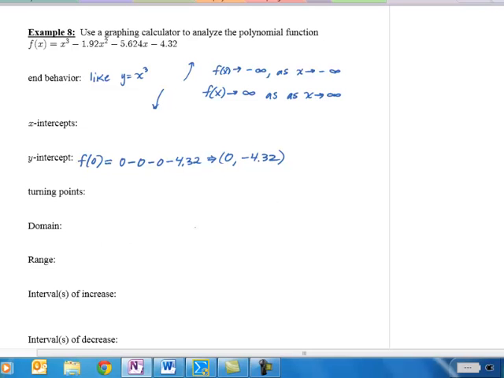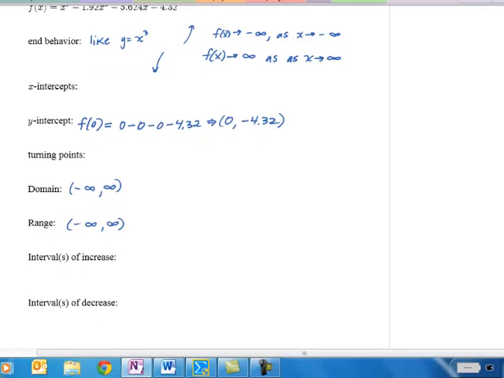The domain we should be able to know without our calculator. It's just always negative infinity to infinity, all real numbers for any polynomial. The range also we should know without a calculator because of the end behavior. We know one side is dropping down and the other side is going up without bound, and we know it's connected in between. So the range has to be also all real numbers. Intervals of increase, intervals of decrease will depend on what's going on in the middle here, so we don't know that without looking at the graph.